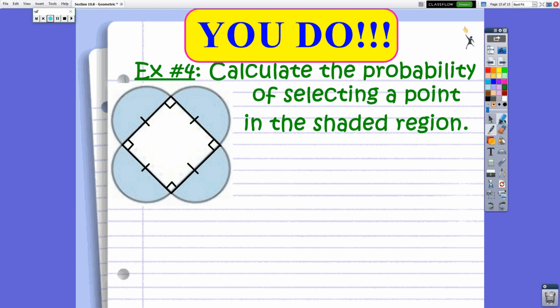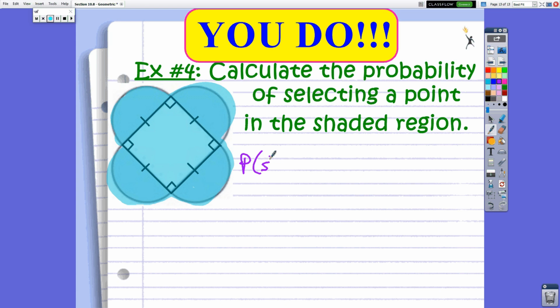Now, the assumption that we're going to make here is that if you were to select a point at random, it's going to land somewhere inside this kind of like 4-leaf clover thing. I guess I should have highlighted this in green if it was a 4-leaf clover. It's going to land somewhere in here. So I'm going to get you set up on kind of the basis here.